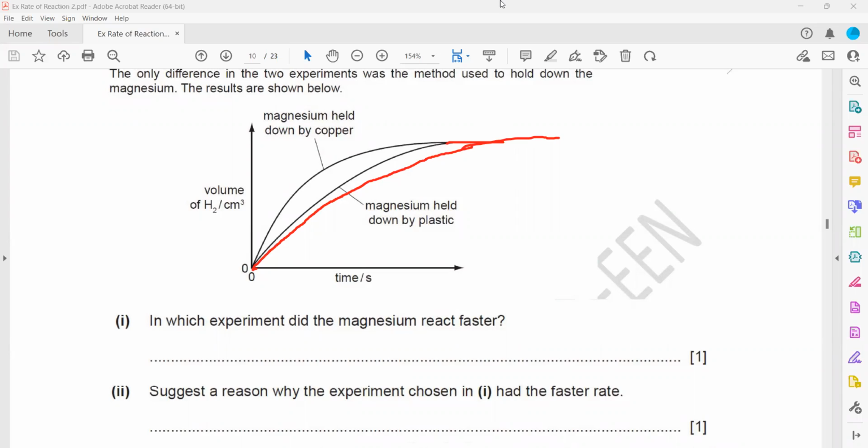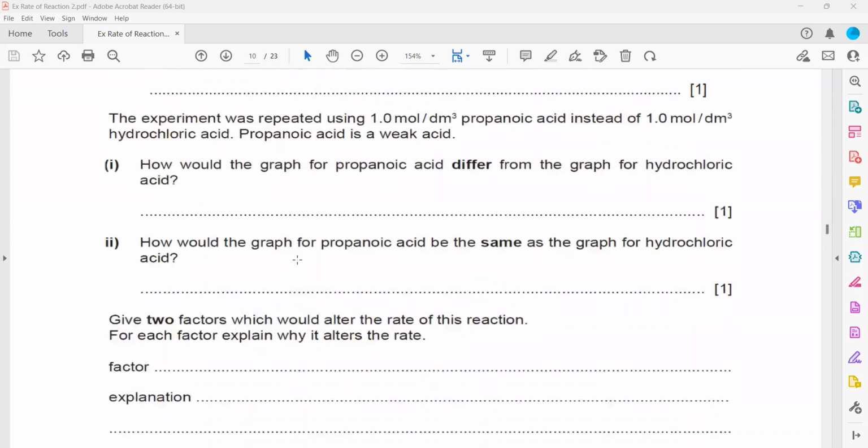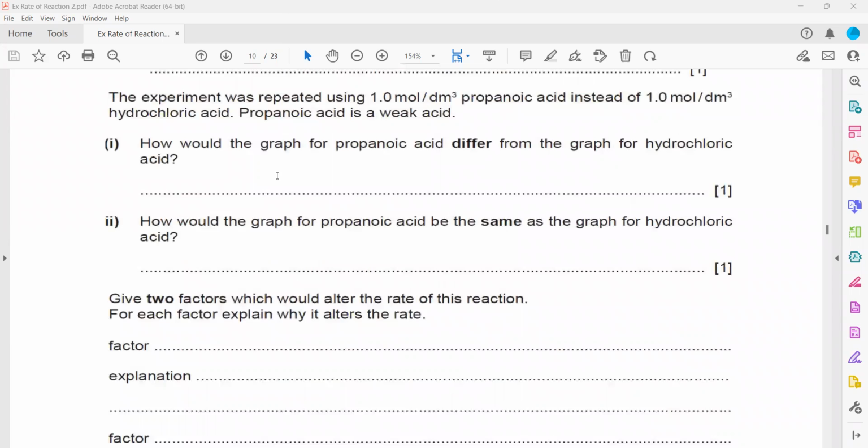Why is the final product the same? Because we are using the same amount of both acids. So a strong acid reacts faster, a weak acid reacts slower. But the final product won't change if we use the same amount of the acids, as we use the same concentration. So how would the graph of propanoic acid be different? It will be less steep. And how would the graph be the same? It will give the same amount of hydrogen. Same amount of gas given off.